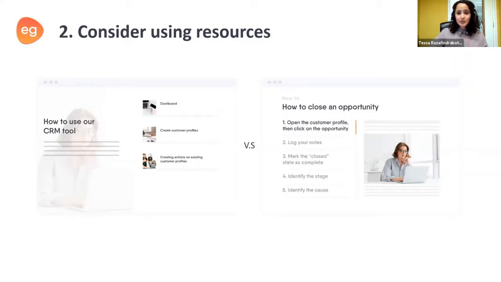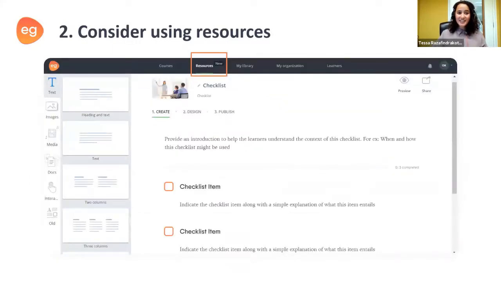Now, to create a resource, for those of you who haven't yet done so, I think most of you have created courses in Easygenerator. Maybe some of you haven't yet created a resource. You can find that option at the very top. So instead of going to courses, you go to resources. And this is an example of what a checklist looks like here. So you've got the 3 steps. And in that first step, you start adding an introduction, which is typically when and why this resource can be used. And then you start adding your checklist items or your step-by-step instructions.